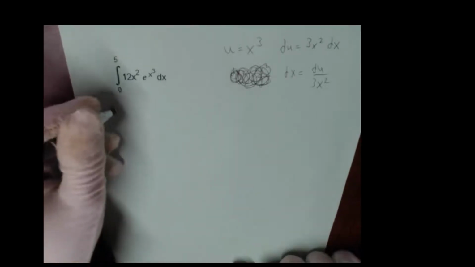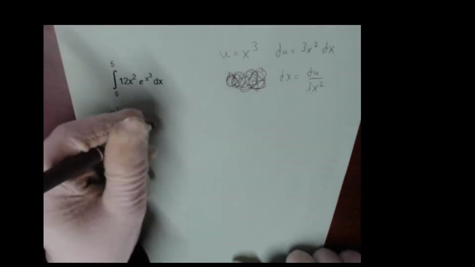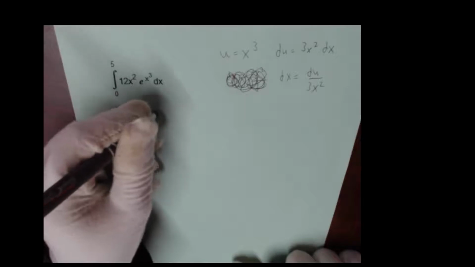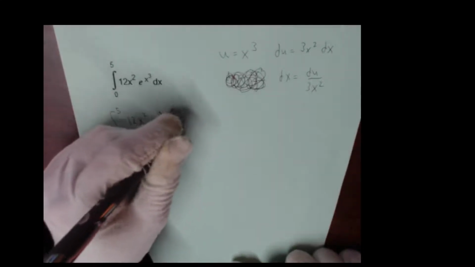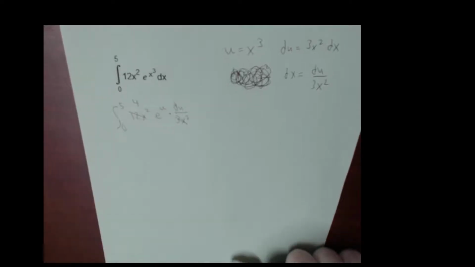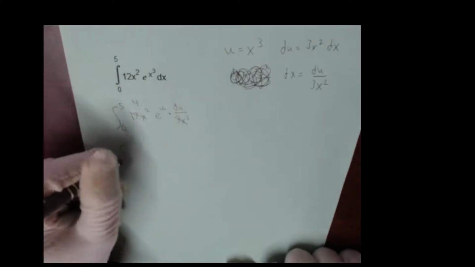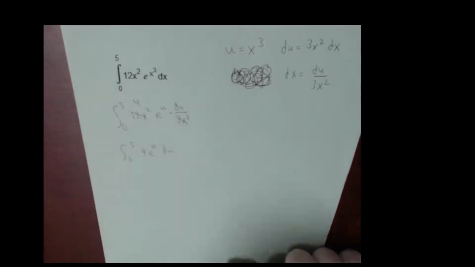So we're ready for our integral. And notice that this time it's going to be a definite integral. So that's going to be 12x squared e to the u, because that was our substitution. And then we replace dx with du over 3x squared. Just like that. 3x squared cancels with 12x squared, just leaving a 4. So that means that we've got the integral from 0 to 5 of 4 e to the u du.